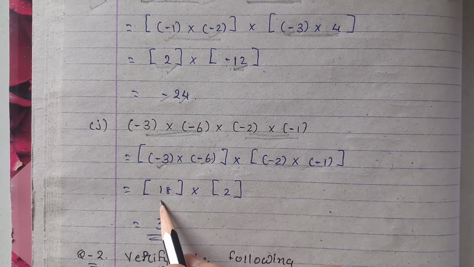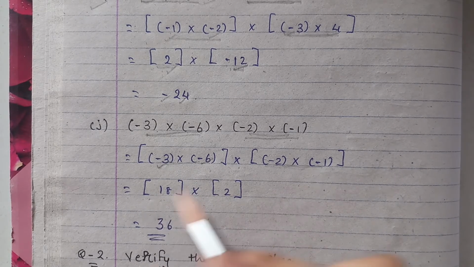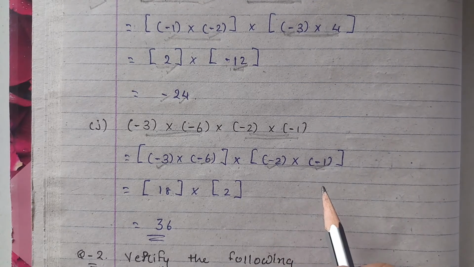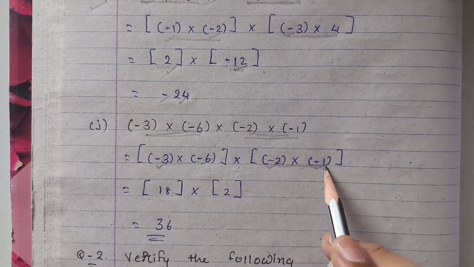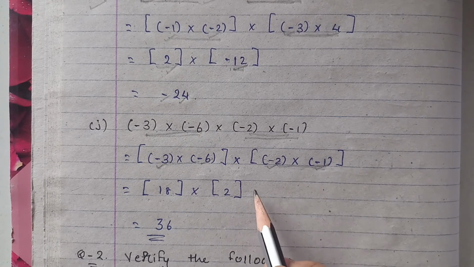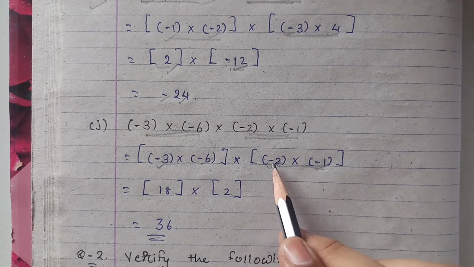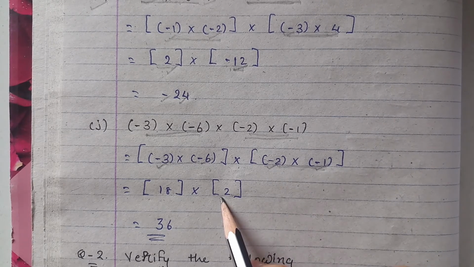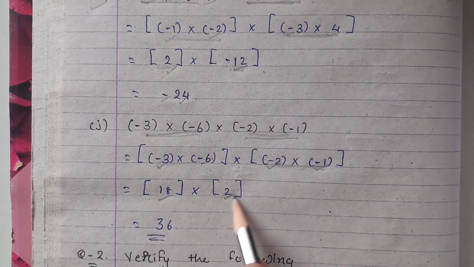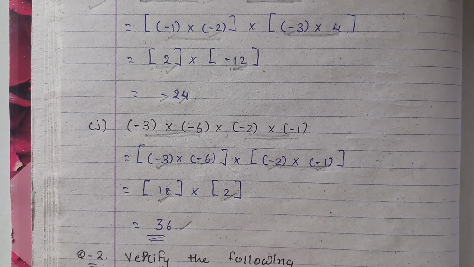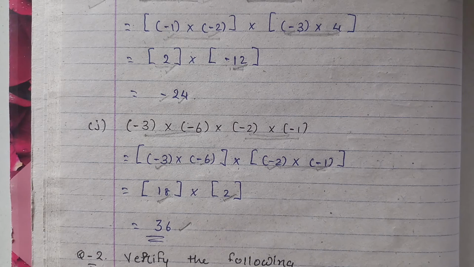So 6 3s are 18 with a positive sign. For this bracket as well, both the numbers are negative integers, so we will multiply them as a whole number and will have a positive sign in front of the answer. So 2 1s are 2 and minus becomes positive. Clear? Now both of them are positive integers, so the answer will be 18 2s are 36 with a positive sign. Clear?